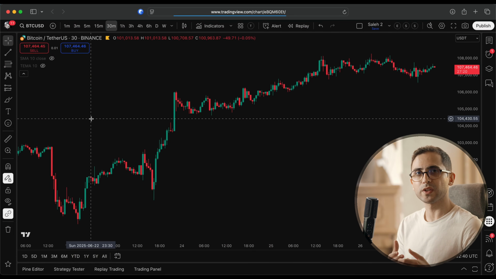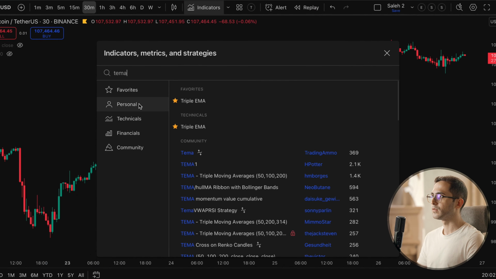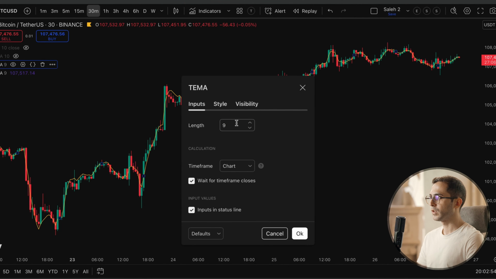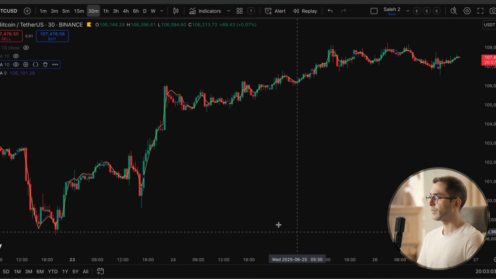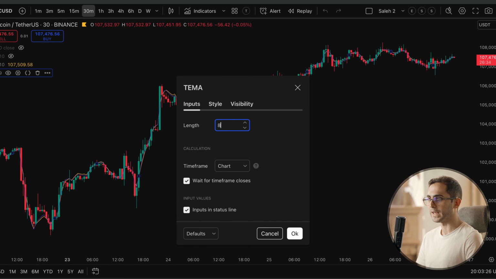The main indicator of this strategy is called TEMA, which stands for Triple Exponential Moving Average. So let's look it up on TradingView and add two of it. Change the period of them to be 10 and 80.